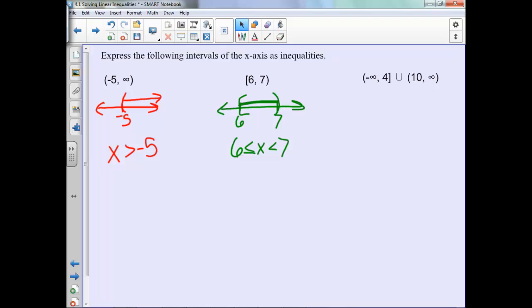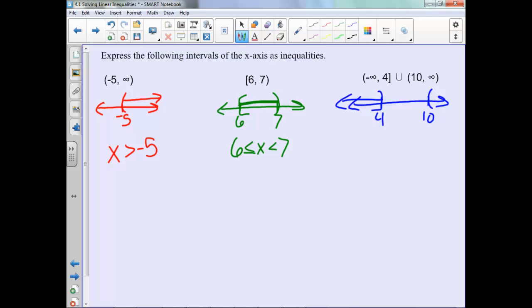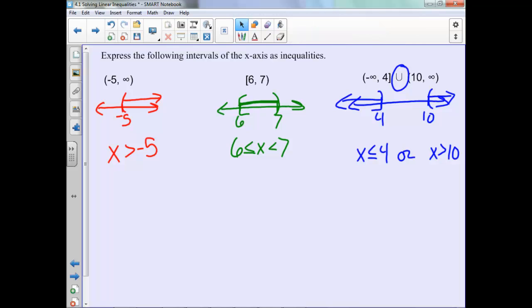And now our last one, we graph this. This means that we're going from -infinity to 4, meaning we want everything below, and then also from 10 up. So that means we want x to be less than or equal to 4, or x has to be greater than 10. And remember, this should be your key that we're going to have an "or" in our answer. And this concludes section 4.1.